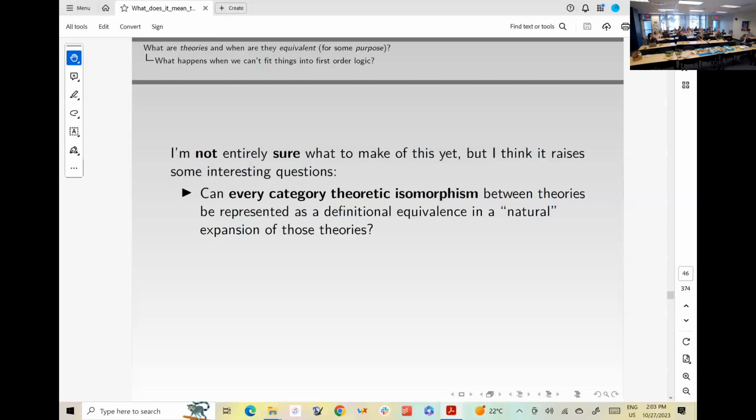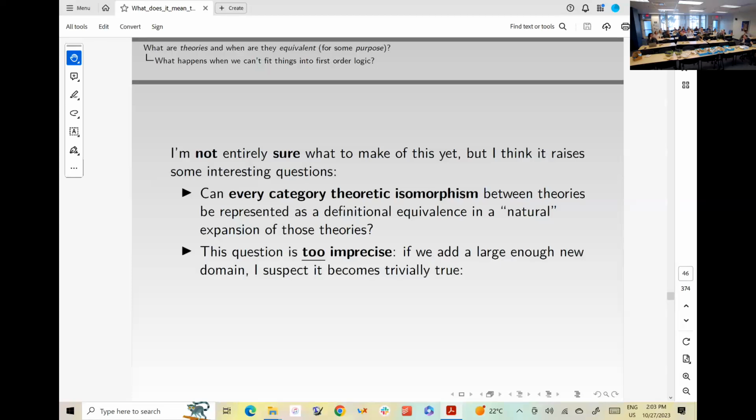So here's a very naive question. Can every category theoretic isomorphism between theories be represented as a definitional equivalence in a natural expansion of those theories? Okay. At the moment, this question is far too imprecise. It could have a trivially true answer: if you build enough structure, you're just going to find the definition eventually. So I don't know quite how to refine this question yet. It needs to be tidied.